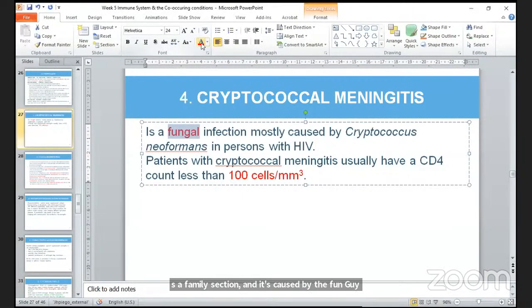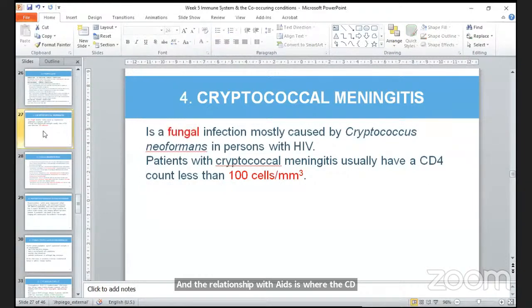Now, this one is not the normal meningitis you know. The other meningitis is a bacterial meningitis, and is normally called meningococcal meningitis. This one is not meningococcal meningitis, but another form of meningitis that is normally associated with AIDS, and it's called Cryptococcus neoformans. And the relationship with AIDS is when the CD4 cells go below 200 cells per cubic millimeter of blood.